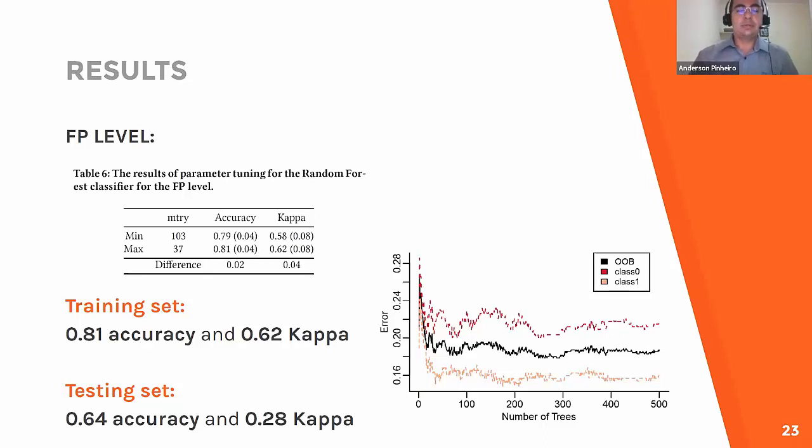And in this figure, we can see that the error rate had many variations between 0 and 400 trees. But after that, it converged.